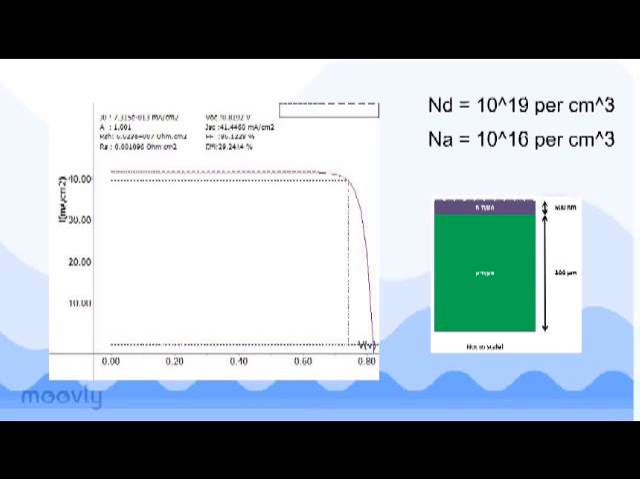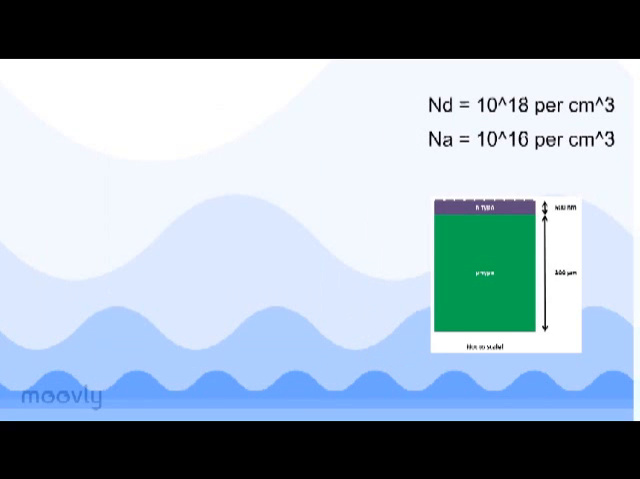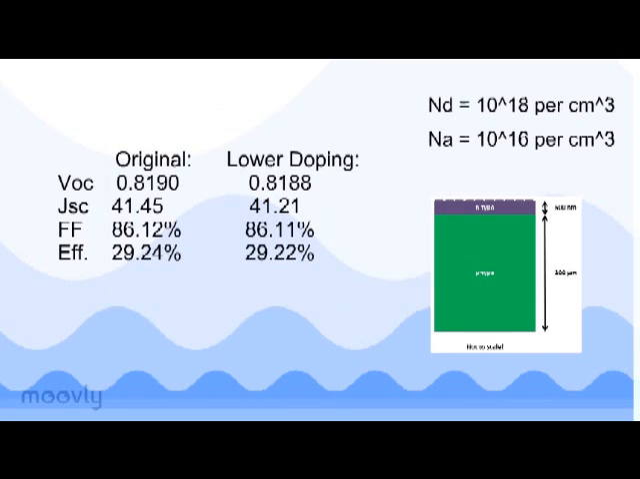As we know, dopants are technically impurities, which are defects. Now, if we maintain the same original base doping, but reduce the emitter doping, we retain nearly the same short-circuit current, open circuit voltage, and fill factor, which again yields an efficiency around 29.2%.